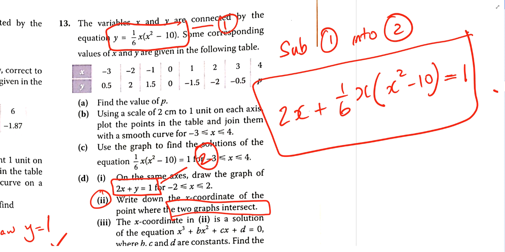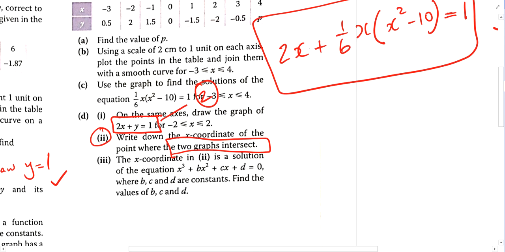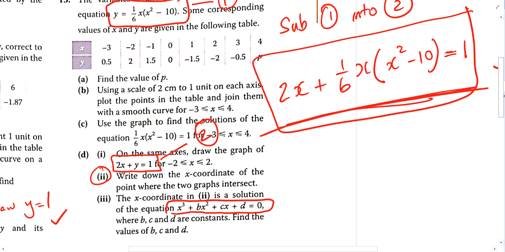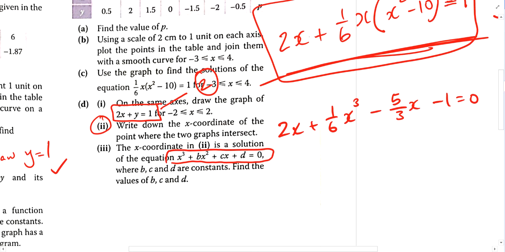Okay? So now, we want to transform this equation into the form x cubed plus bx squared plus cx plus d equals to 0. Can that be done? Look at the equation I currently have. Is it a cubic equation? Yes, right. Just mentally open up the bracket. So we get 2x plus 1 over 6x cubed minus 5 over 3x minus 1 equals to 0. And then we are seeing the x cubed term appear already. And then I've also got, wait, did I make a mistake?